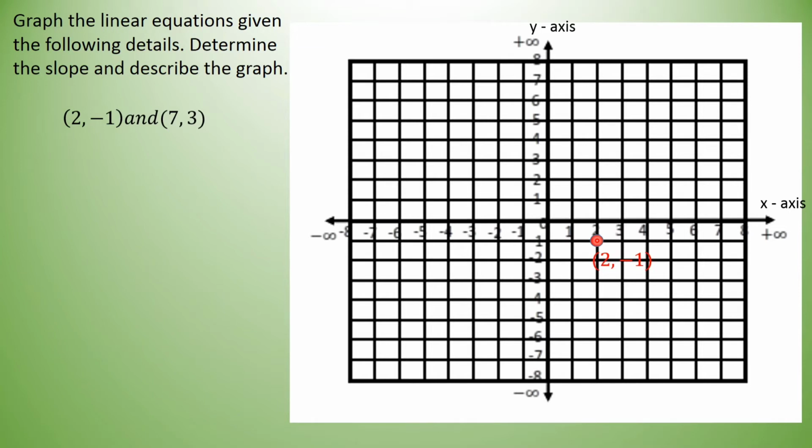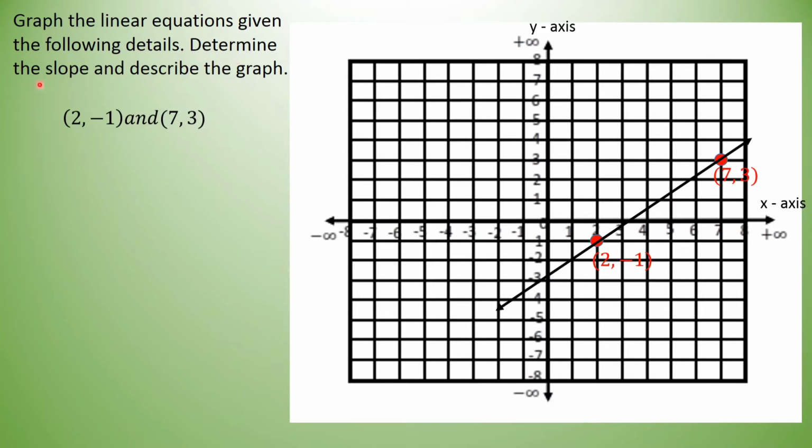Okay. Next, i-plot natin yung (7, 3). So, 7 sa x-axis at 3 naman sa y-axis. So, this is our second point. Since meron na tayong 2 points, we're going to connect the points using a straight line. Okay? So, this is our graph.